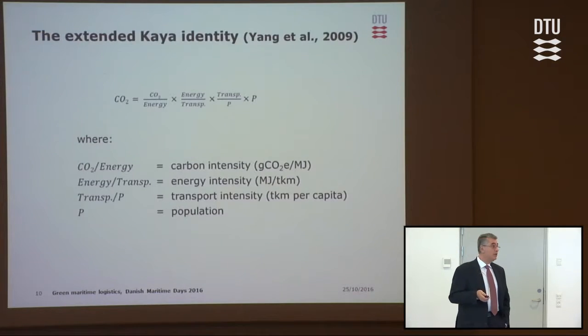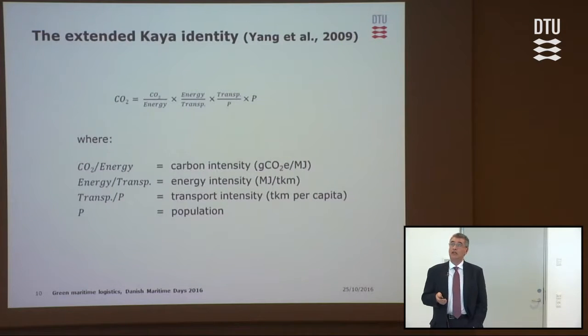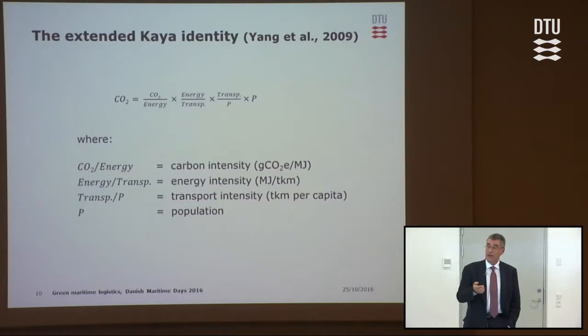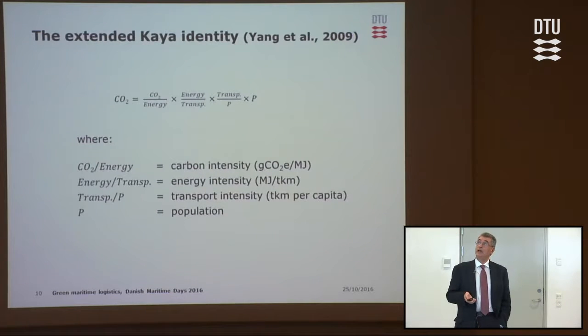Now, as you can imagine, this identity can be easily transformed to express other interests. Young in 2009 used a very similar decomposition formula to express CO2 and take into consideration transport. So he replaced the energy intensity of the economy with the energy intensity of transport. Here, you see?